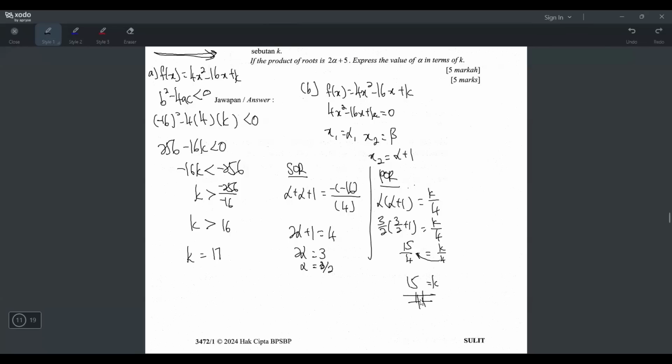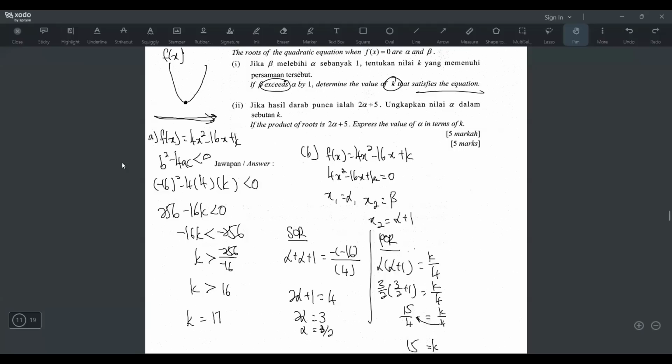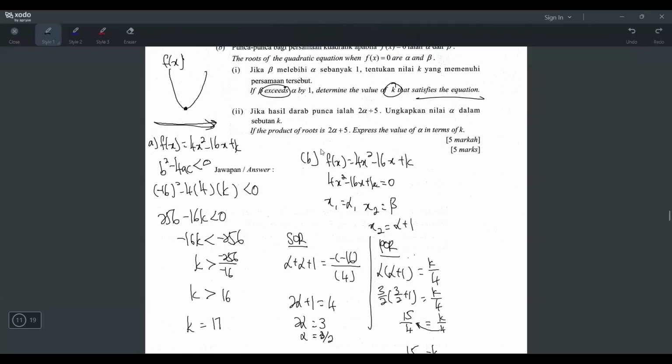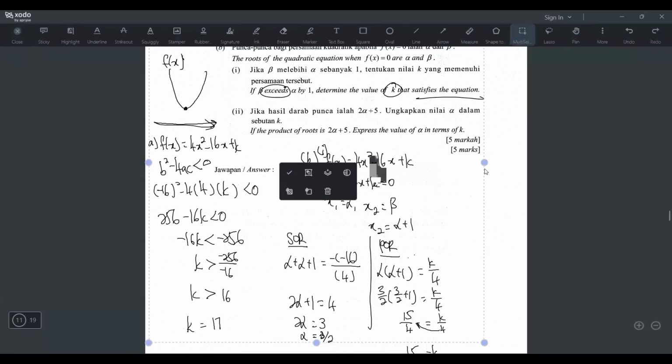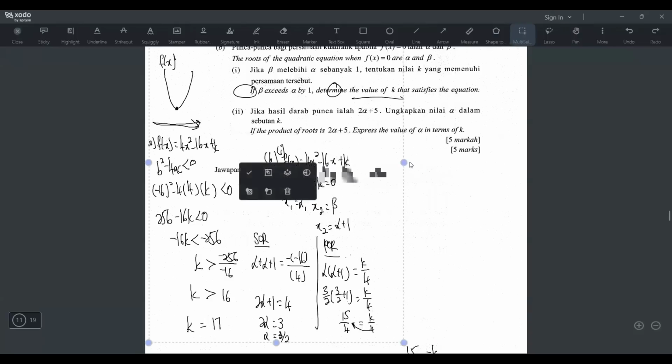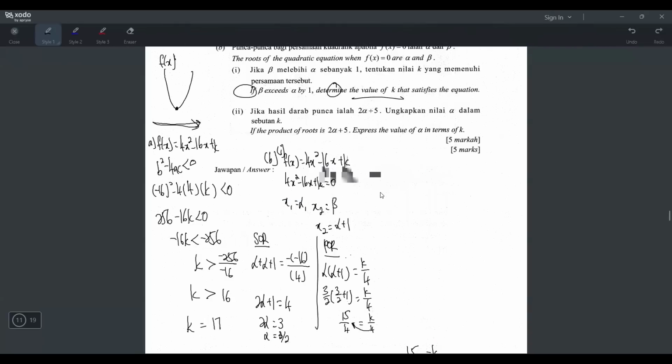Okay, so I think sudah siap kan? So yeah, this is my B answer. Okay, B1 only, not finished yet. This is only B1. So let me make space for the B2. Okay, so I will do my B2 here.